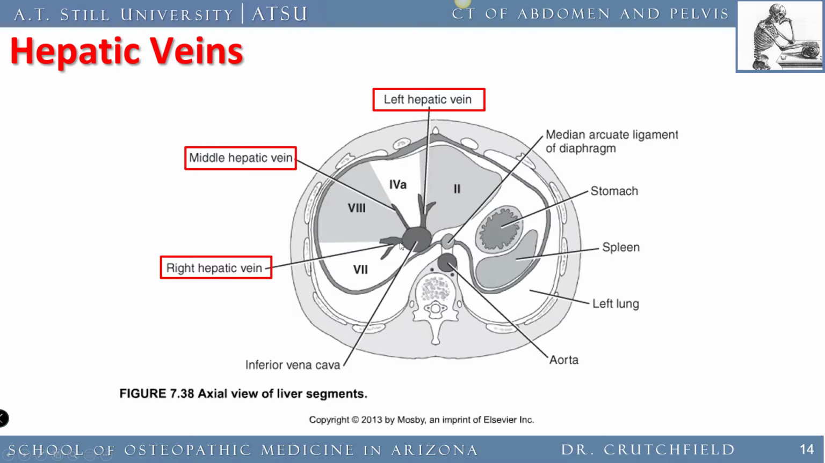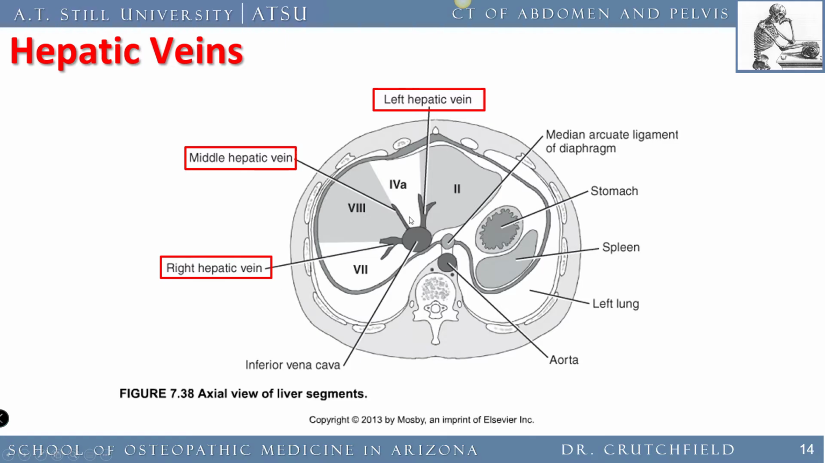When we look at the inferior vena cava, we can see it's giving off the left hepatic vein, middle hepatic vein, right hepatic vein. And I don't care about the segments. Leave that to the liver surgeons. There are 8 segments, and we'll see each of those as we work through this presentation. Stomach and spleen, of course.